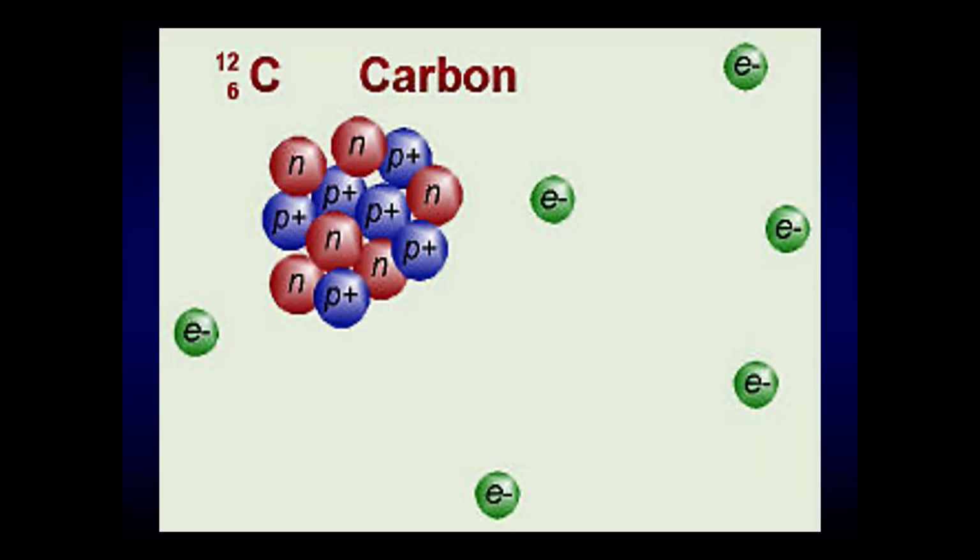So here's carbon. And we know that it's actually carbon 12, which means it has an atomic mass number of 12. And the 6 means that's how many protons, and the number of protons equals the number of neutrons. So this is representative of a carbon atom.